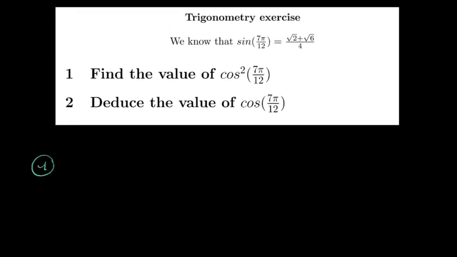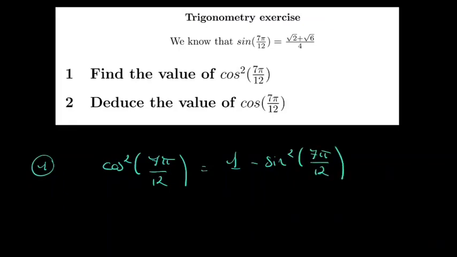In the first question, we want to find cosinus squared in terms of what we know. Okay, what do we know? We know the value of the sinus, and what links sinus and cosinus squared? What we can call the fundamental formula of trigonometry. Cosinus squared of 7 pi over 12 is equal to 1 minus sinus squared of 7 pi over 12.